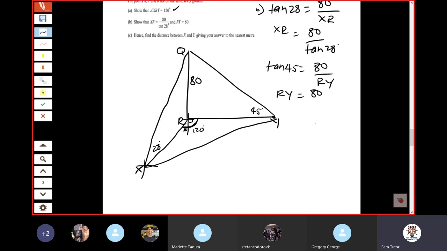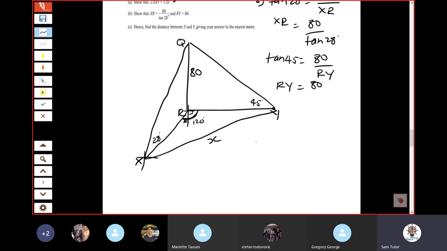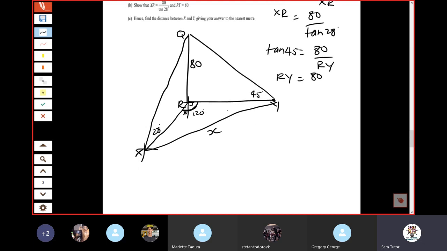No, no questions. All right, this time obviously I gave you H. As you can see, you don't need to find H. You actually need to find XY, which we'll label as X. What are we going to use again to find X? Cosine rule again, right? So we've got a triangle there, we've got X, we're going to use our cosine because we've already got RY and we have XR.